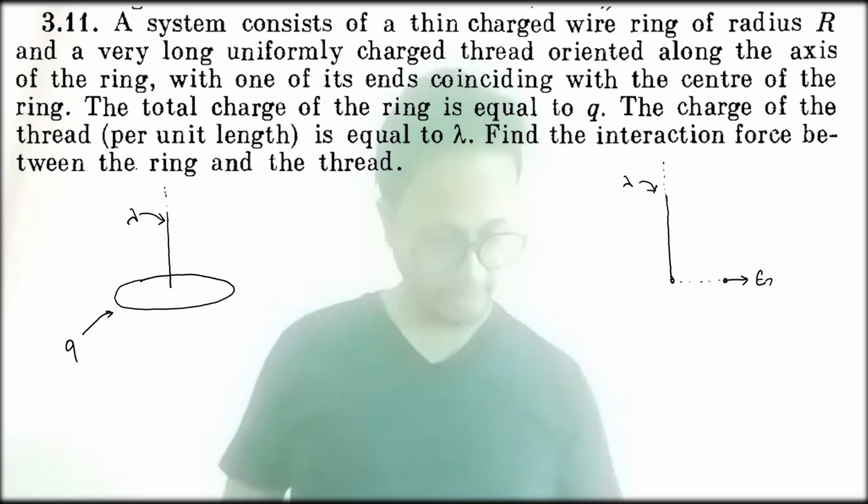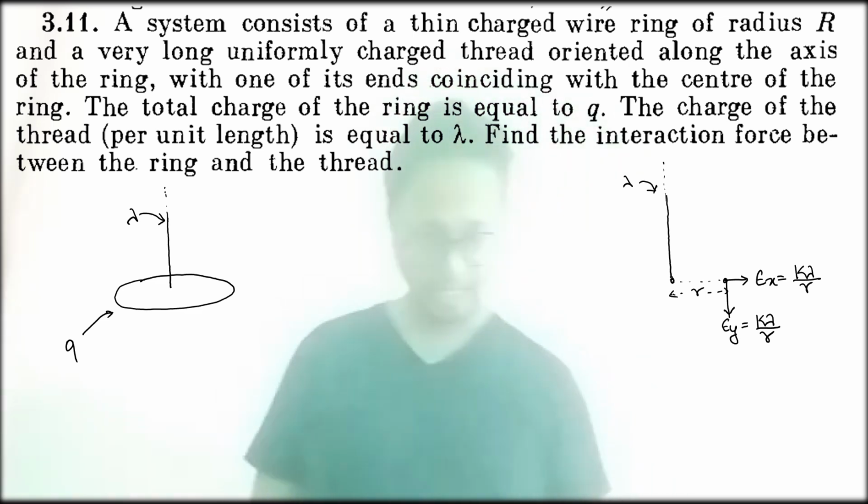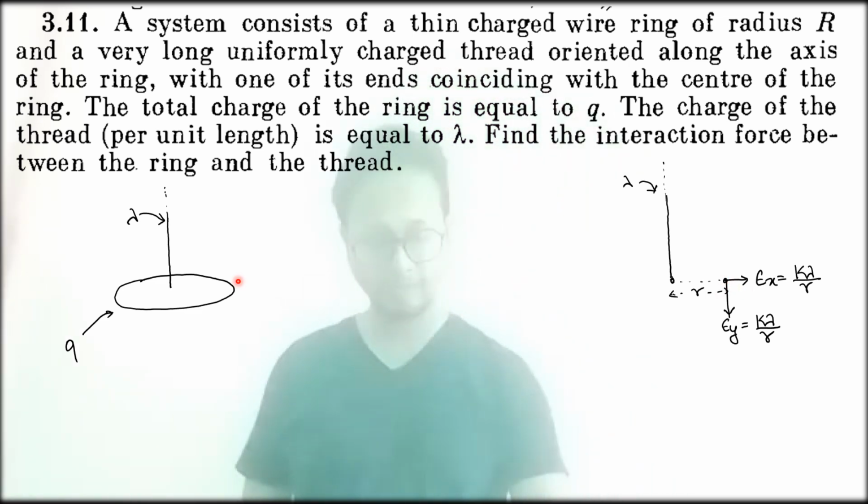Ex is equal to K lambda by R, where R is the distance from the rod. Similarly, what is the Y component of electric field? Ey is equal to K lambda by R. Now see, how do I apply this electric field at this point in this entire circuit?